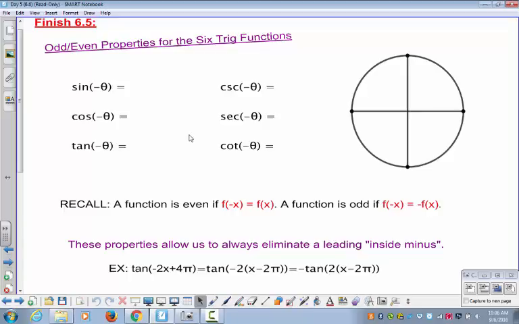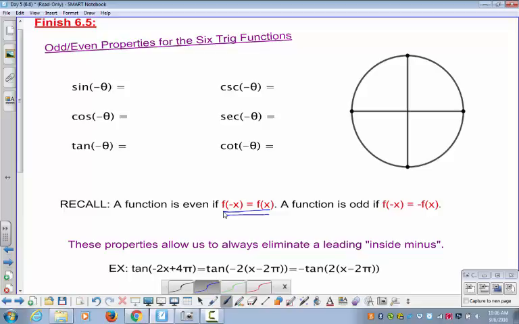So recall that the definition of an even function is a function that satisfies this property right here. And what that means, and the way I want you to think about it, is that the y value at negative x is the same as the y value at x. So that's how you should be thinking of an even function. The classic even function is y equals x squared.